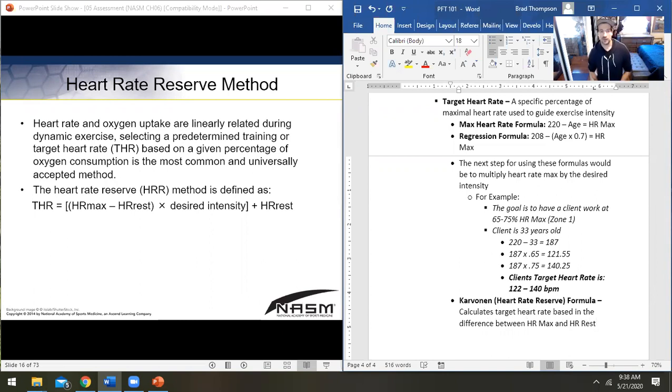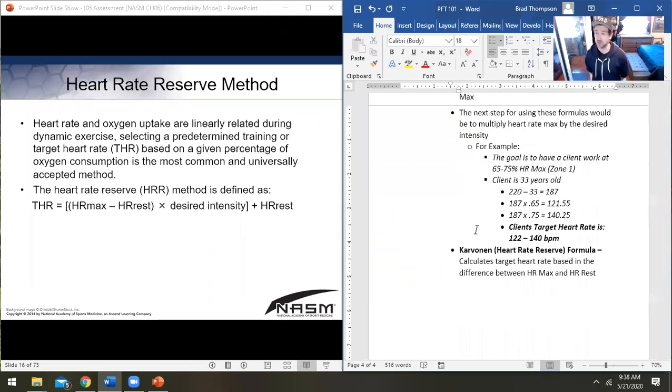Okay, so heart rate and oxygen uptake are related, right? And we know that, and so we want to work at a very specific percentage of that. The universally accepted method for calculating that based on something specific to that person is knowing what their resting heart rate is. If you know their resting heart rate and you know that it's relatively low, that is going to sort of narrow the fields here. So if you've got time to do it, I definitely recommend doing your Karvonen formula.